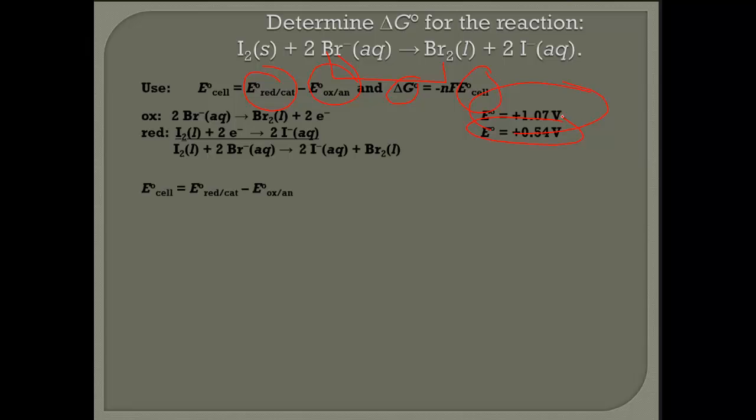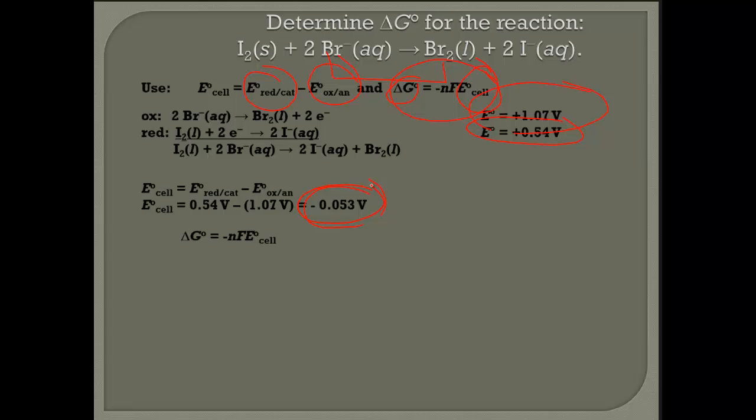We're going to do the cathode minus the anode, which gives us 0.54 minus 1.07, which gives us a negative cell potential. Alright, so now we're going to go back up and plug it into delta G naught equals negative nFE, where n is the number of moles of electrons transferred, F is the constant, and Ecell is the one we just calculated.